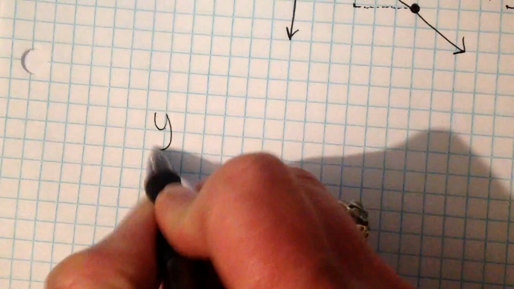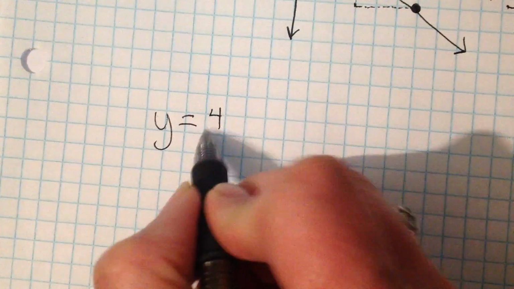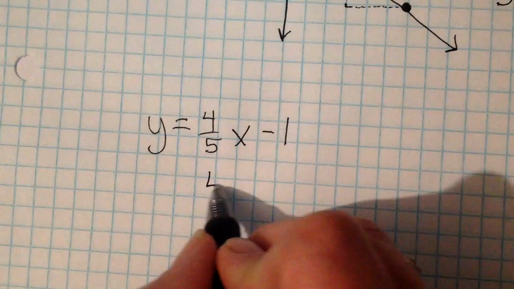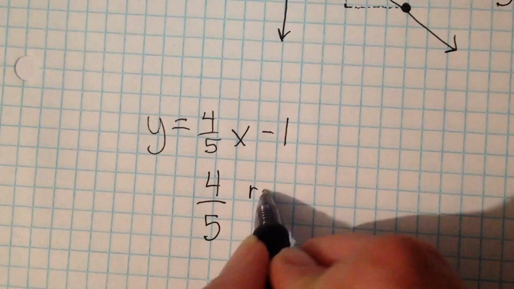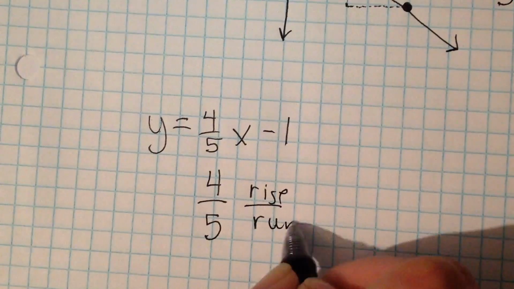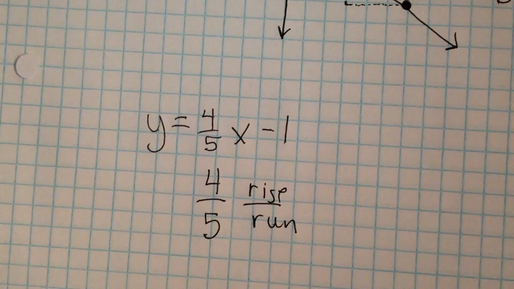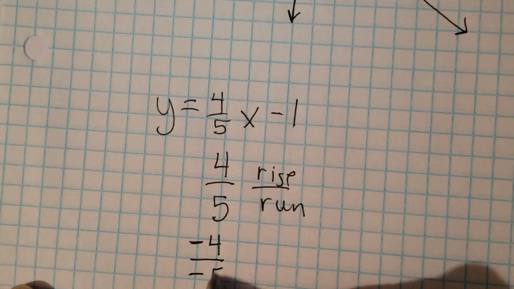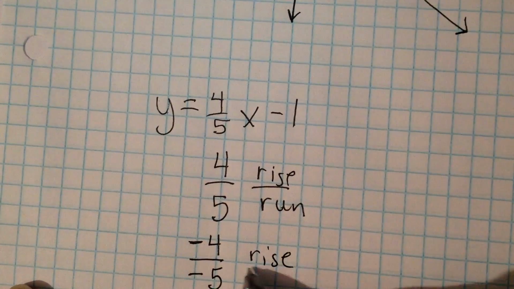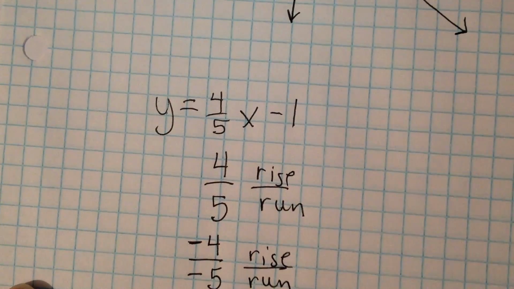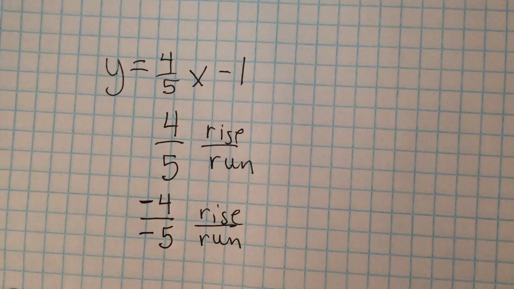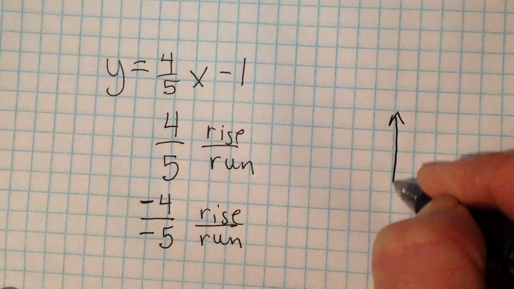Now, that would be just like if I had a problem y equals 4/5 x minus 1. I could use positive 4 over 5 as my rise over run. And then I could change both of these to the opposite and use negative 4 over negative 5. And I would still find more points on the same line. So let's look at this graph.